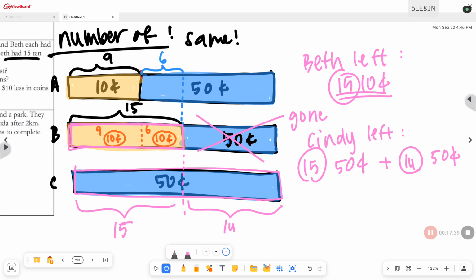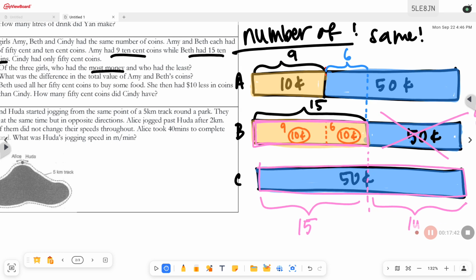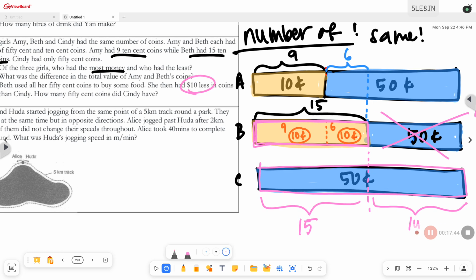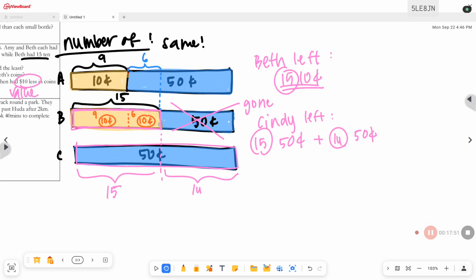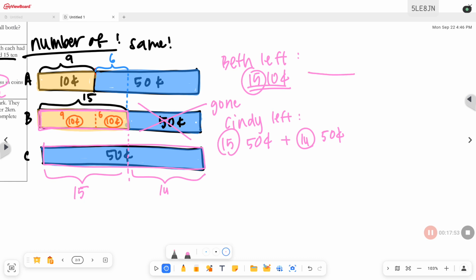Got it? But because over here in the question, they are talking about she has $10 less, that means that we are talking about the value. So of course, we need to work on the value. So if Beth is left with this, the value of her money that is left is $1.50. It depends on whether you work in dollars or cents. For me, I rather work all in cents, so I will not have decimals. So I take 15 times 10, I'll get 150 cents. Okay, the value. And what about Cindy?